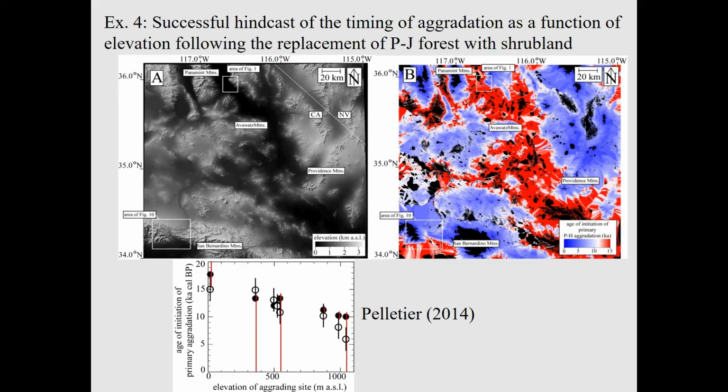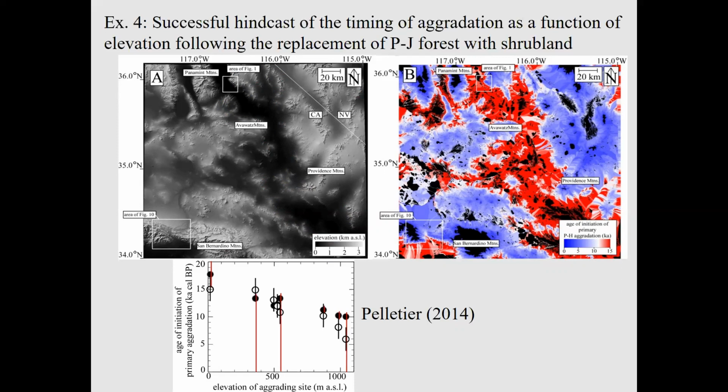In the lower left corner, I'm just showing a graph comparing model predicted aggradation timing to the OSL data as a function of the elevation of the aggrading sites. What you can see in this graph is that both the model prediction and the data show that at relatively low elevation, this fluvial system aggradation occurs very early. It occurs close to 18,000 years before present. And then as you go higher and higher in elevation, both in the elevation of the fan itself and also the source region that's feeding that fan, you get a progressively later, more time transgressive response.